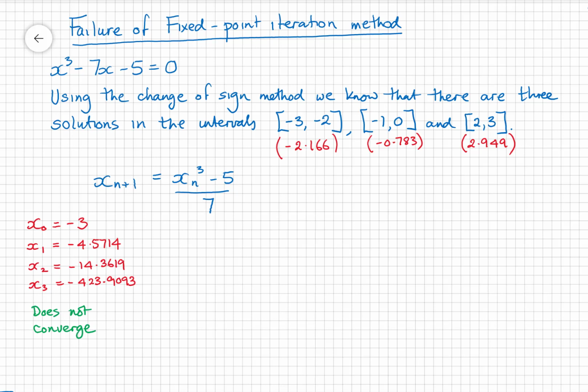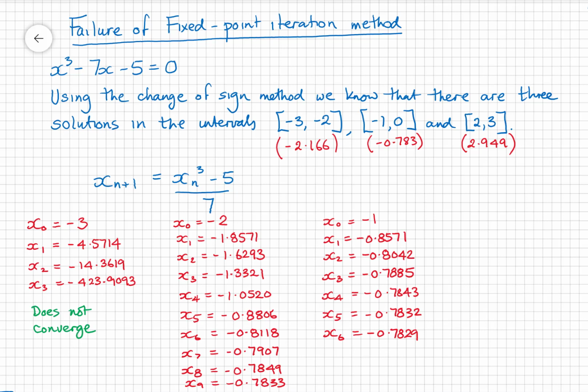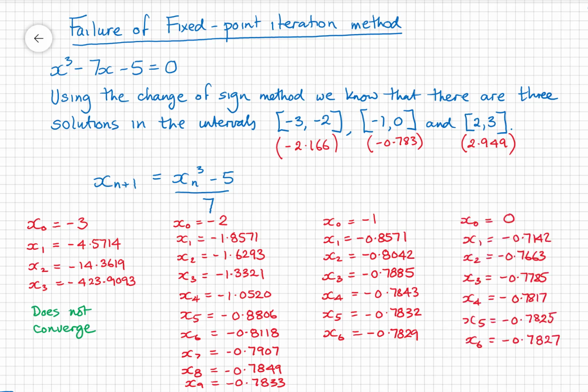Moving on then to x0 is equal to minus 2, these are the results that we get for the first few iterations. Although the convergence is quite slow, it is beginning to move towards that middle root, x is equal to minus 0.783. Similarly, for x0 is equal to minus 1, a slightly faster convergence to that middle root. And again, when x0 is equal to 0, a fairly rapid convergence upon the middle root, minus 0.783. So all three of those starting values converge on that middle root.